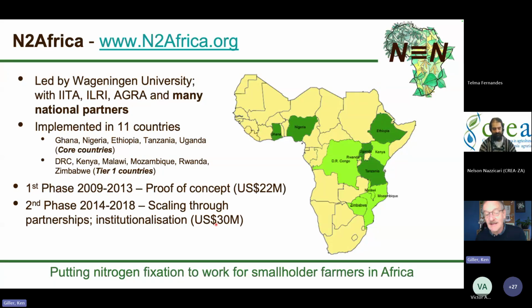What I can say is that we obviously reached a lot of farmers through this. It sounds like a huge amount of money, but when we're in 11 countries, 10 years, we had about 30 partners in each country. You can understand that we spread the money actually quite thinly.